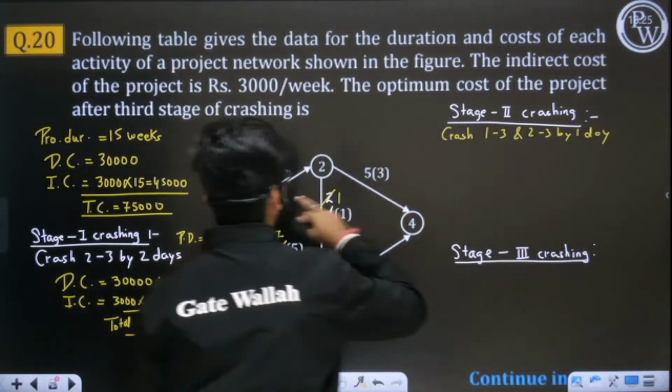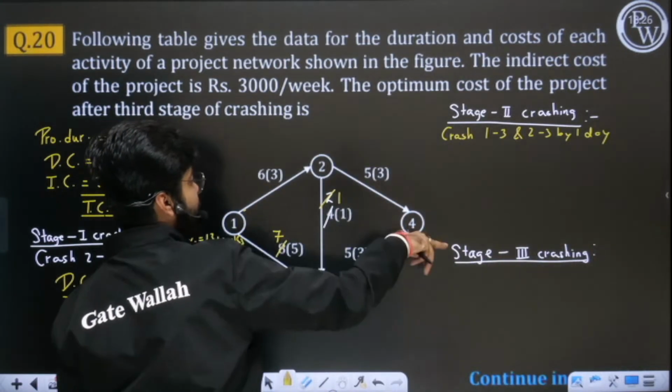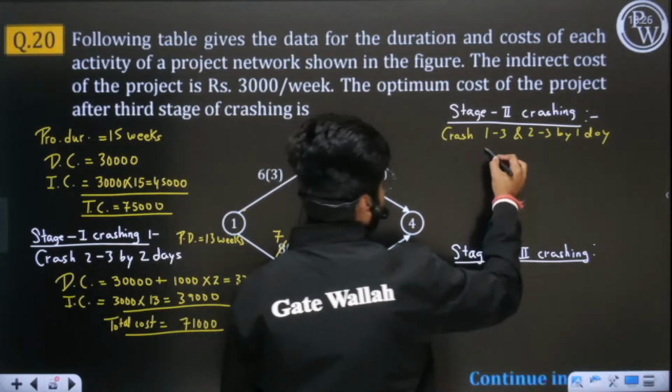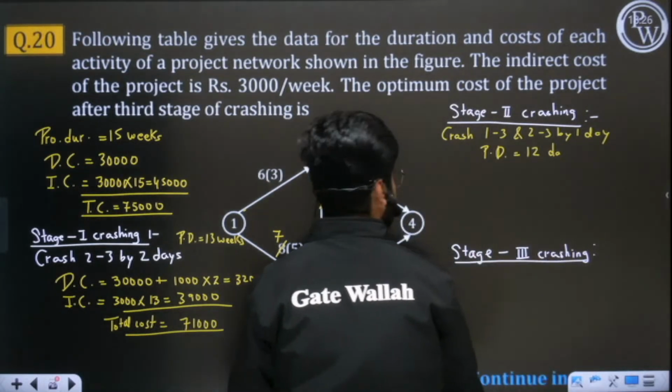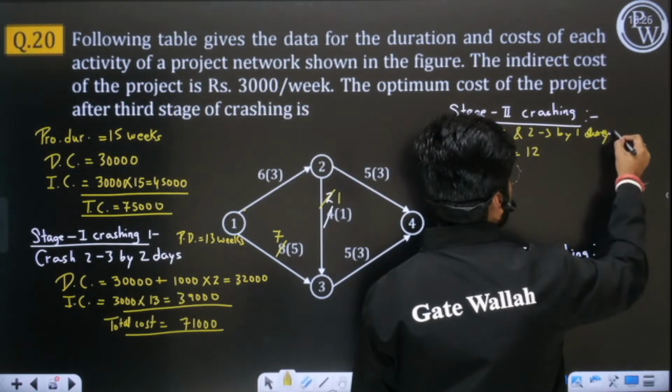And when you do this, this will be 12, this will be 12, and this will be 11. So overall project duration will be 12 only. Project duration will be 12 weeks. Sorry, week should be there.